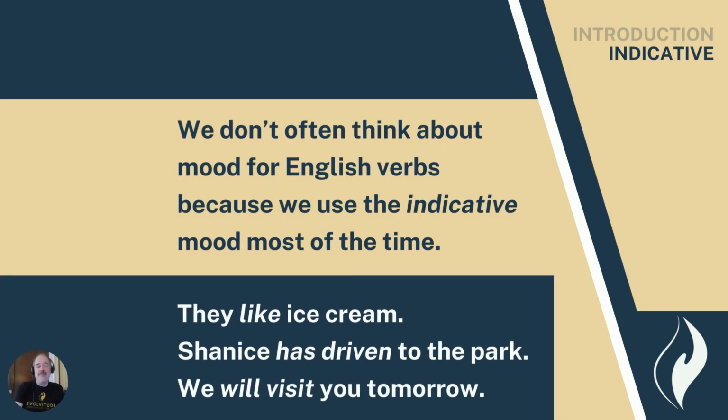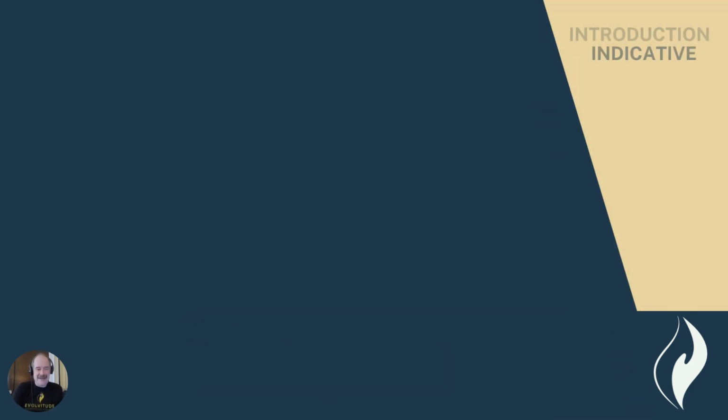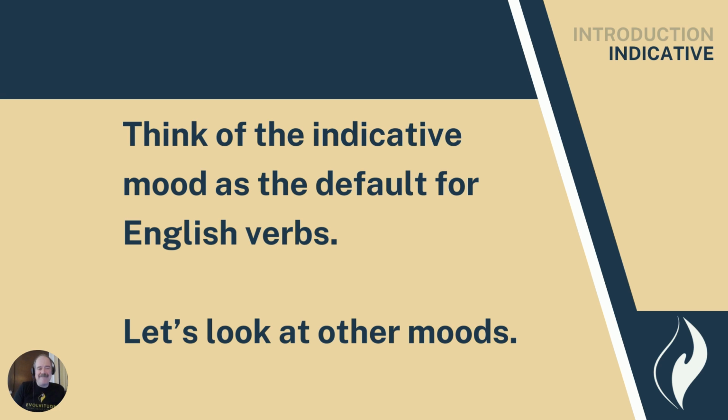There are four moods in English, and the first we will look at is the indicative. It's the one that we use most of the time. It's the default mood in English, and so we don't really think about it very much. They like ice cream. Shanice has driven to the park. We will visit you tomorrow. These are all very standard, normal, everyday ways of expressing things, and most of our sentences are going to use the indicative mood. Again, it's basically the default for English verbs.